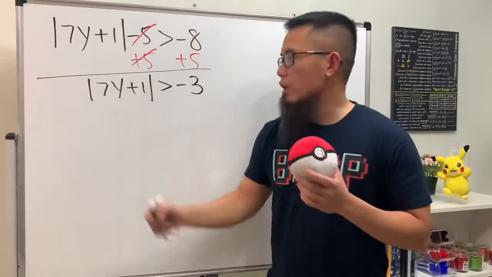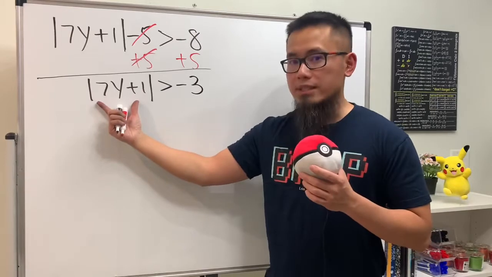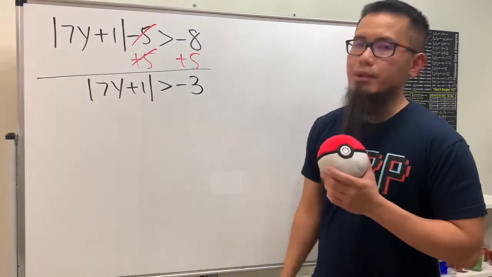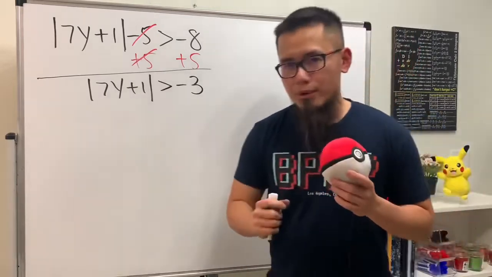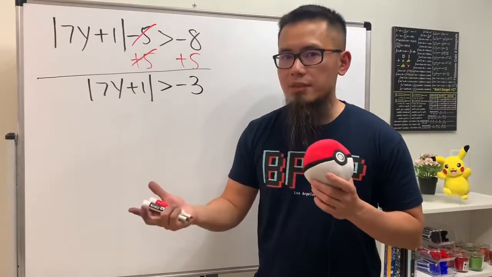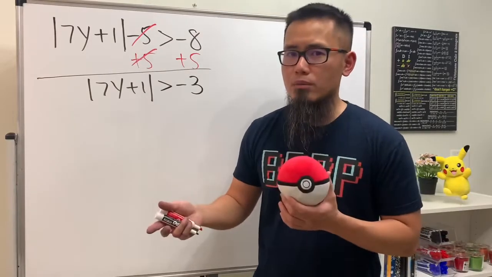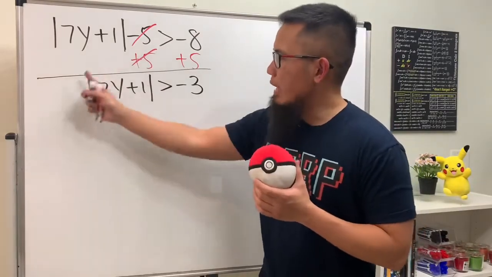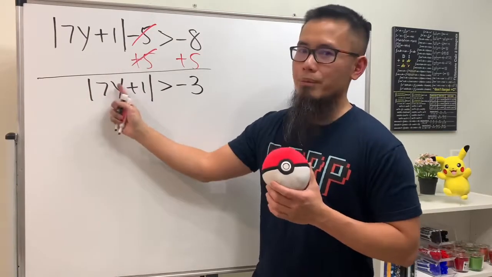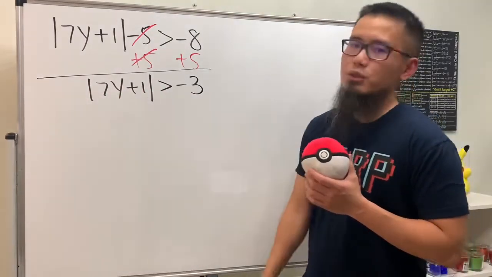Now check this out. We have an absolute value and we are saying that that's greater than negative 3, a negative number. Remember, the output of an absolute value is always positive or maybe sometimes 0. So no matter what you enter right here, the smallest value that you get is 0, which is always going to be greater than negative 3.